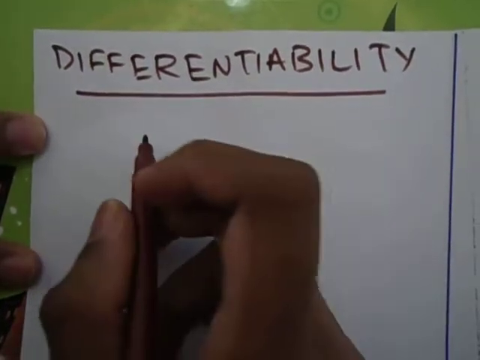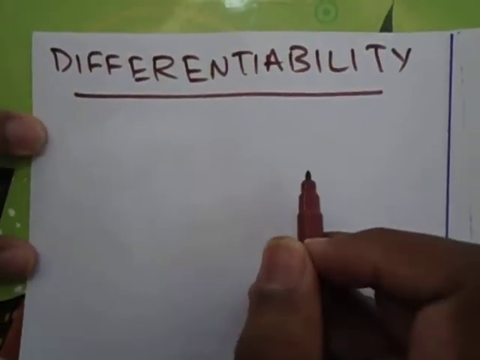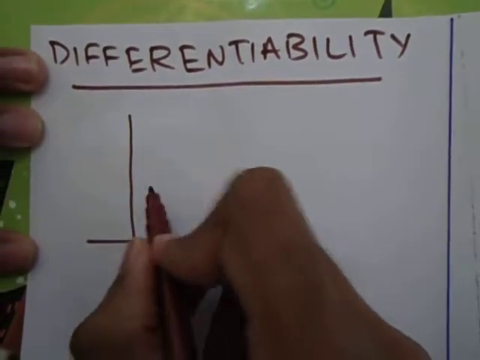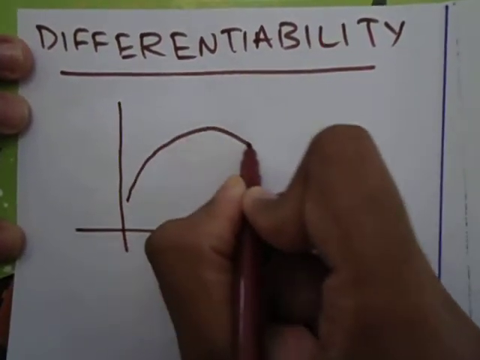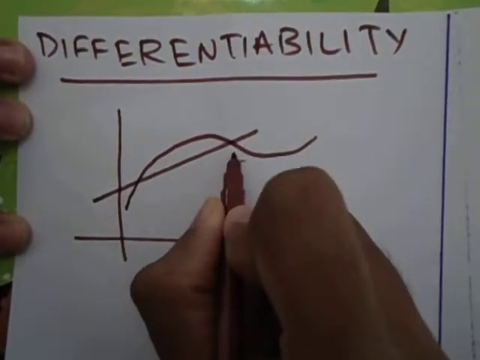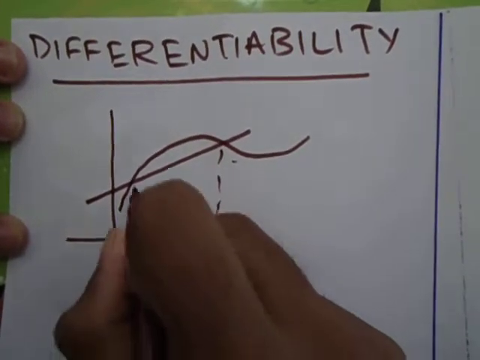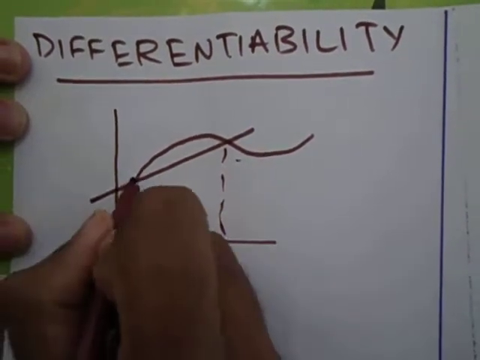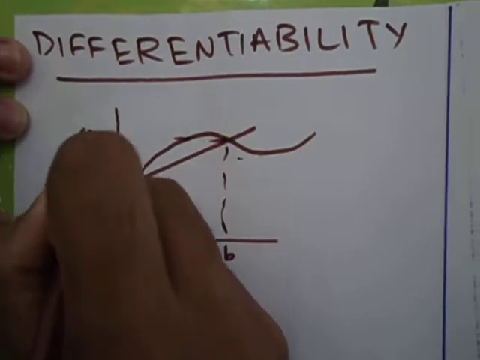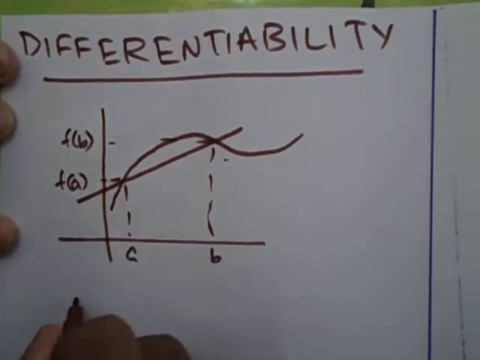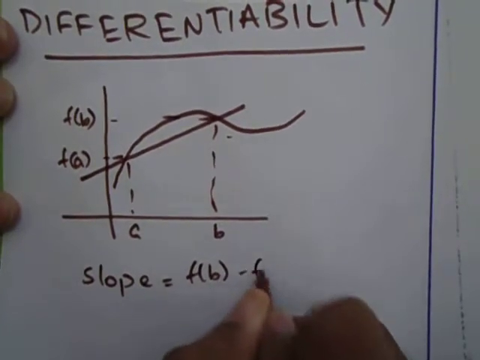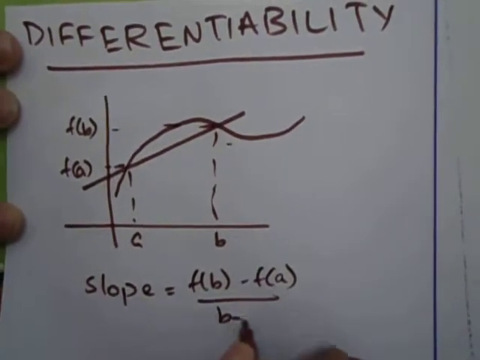In this tutorial I will start off with differentiability. A function is said to be differentiable if it has a unique slope at every point. So if we consider a graph like this and draw a secant, say this point is B and this point is A, and this is f of A and this will be f of B. So the slope of this secant is (f of B minus f of A) by (B minus A).